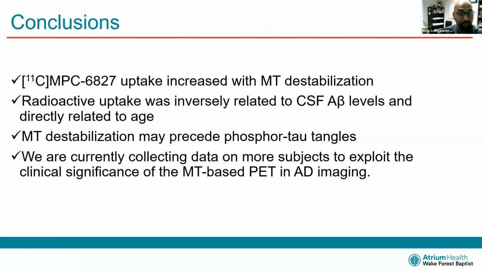So uptake increased with MT destabilization, which is what we have seen in both rodent and monkey models, and radioactive uptake was inversely related to CSF A-beta levels and directly related to age, and may precede phospho-tau formation, and we are currently collecting data from more subjects to explore the clinical significance.